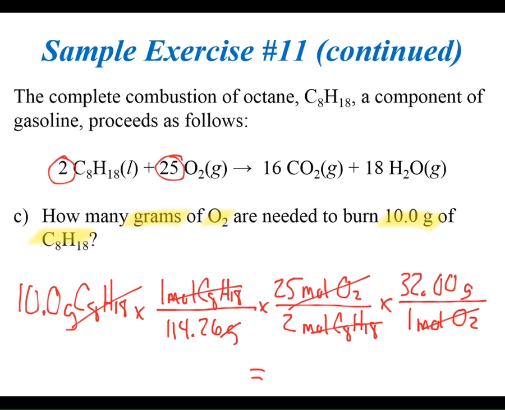Anybody? 70.0. Anybody else get that? No? I got 35. You missed the 2 on the bottom. I think you didn't divide by 2. 35.0? Yeah.